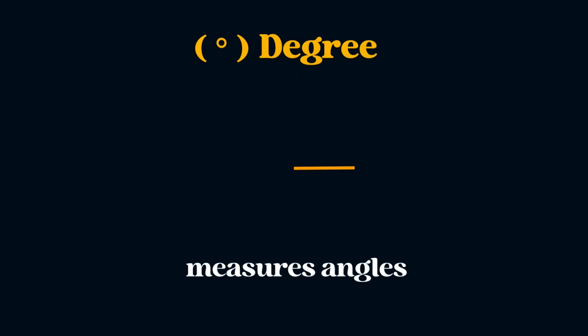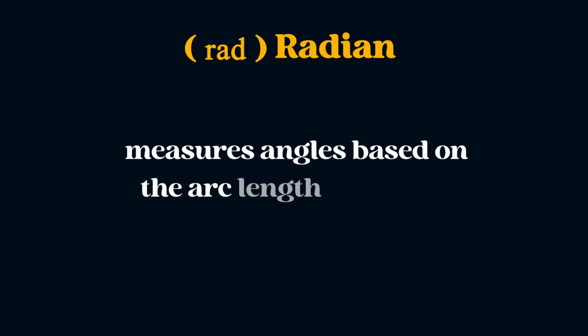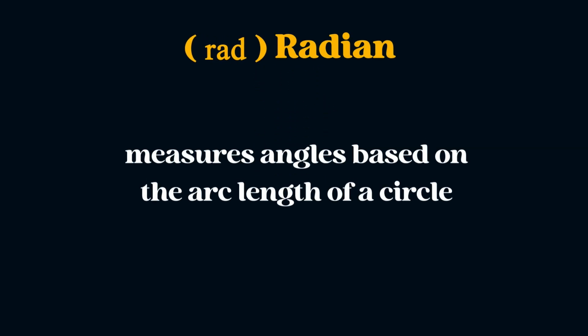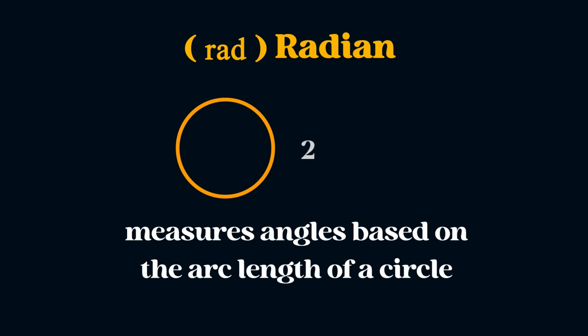35. Degree. The degree symbol measures angles, with a full circle being 360 degrees. For instance, a straight line forms an angle of 180 degrees. 36. Radian. A radian measures angles based on the arc length of a circle. For instance, a full circle is 2 pi radians, equivalent to 360 degrees.